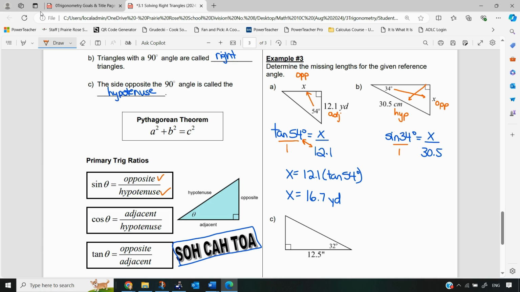Once again, I'm going to solve by cross multiplying, and that would give me 30.5 times sine of 34. Now on your calculator, you can put this in either order. Just be aware of your brackets.